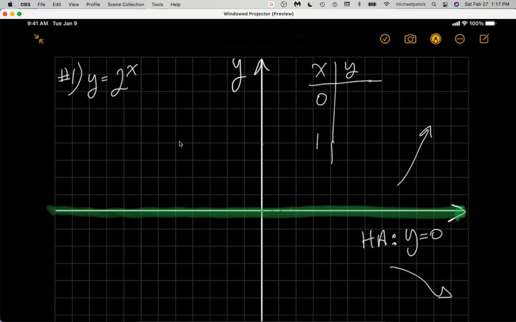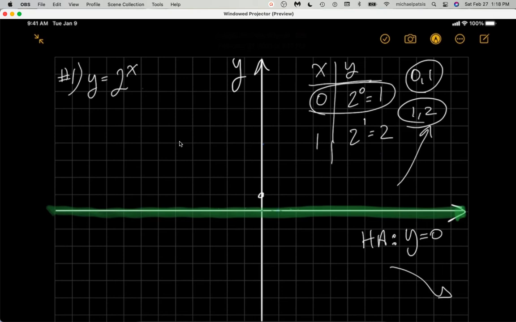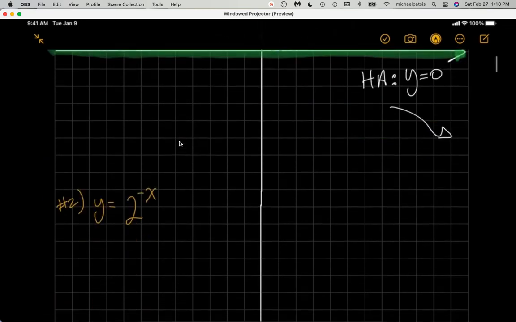When you plug x equals 0 into that original equation, you're going to get y equals 2 to the 0, which equals 1, and y equals 2 to the 1, which equals 2. So these are the points you're going to plot, (0, 1) and (1, 2). So let's do that. (0, 1), (1, 2). As we move from left to right, we connect the dots, and that is your graph. As predicted, as you move from left to right, you're moving away from the horizontal asymptote.